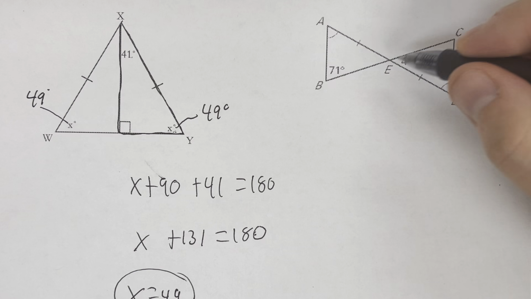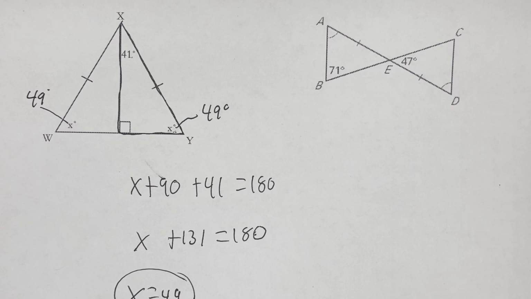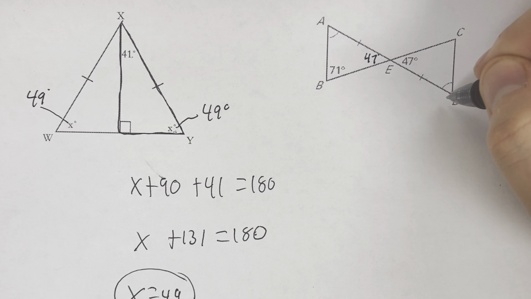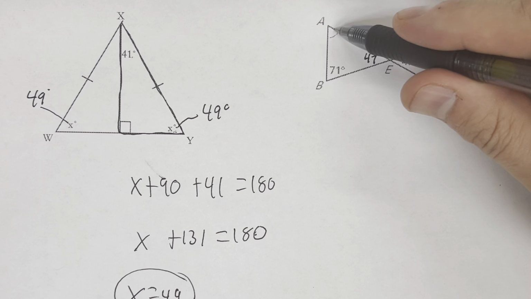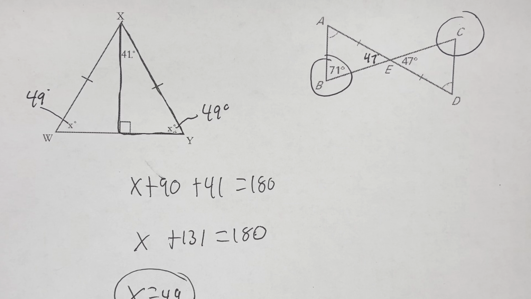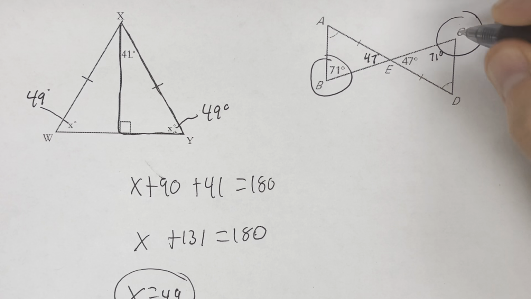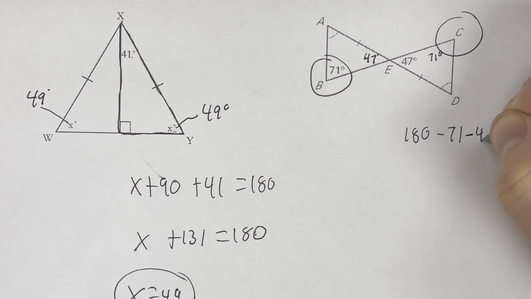Okay, last one, the bow tie again, vertical angles. Got to see those vertical angles. All right, 47, 47. These are marked as congruent. We're supposed to find angle D. So if I have these 2 angles being congruent, 47 congruent, 47 congruent, that means that these third angles have to also be congruent. So angle C has to be 71. And then I can find the missing one by taking 180 minus 71 minus 47.